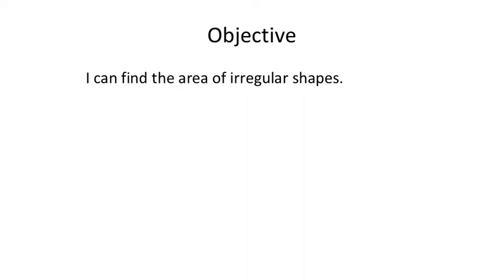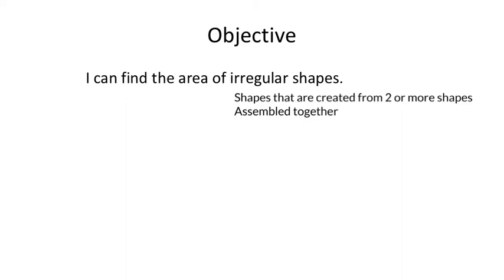In today's lesson, we're going to see the answer needing to be rounded to the nearest thousandth in some cases. But for some of the shapes we're going to be seeing, we may not. But our objective today is I can find the area of irregular shapes. And when we say irregular shapes, we're talking about shapes that are created from 2 or more shapes that have been assembled together.